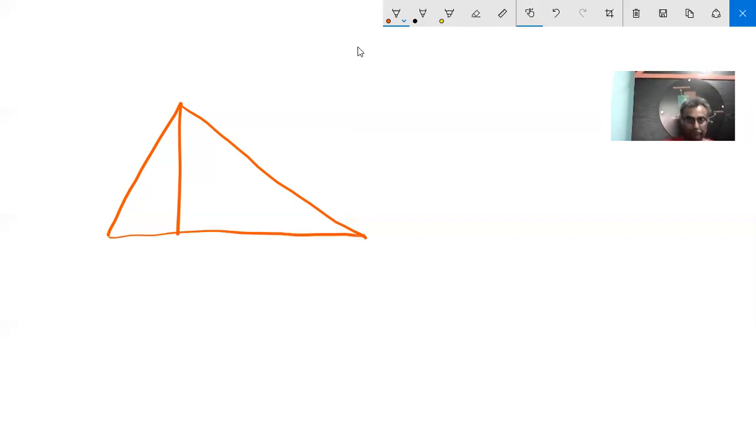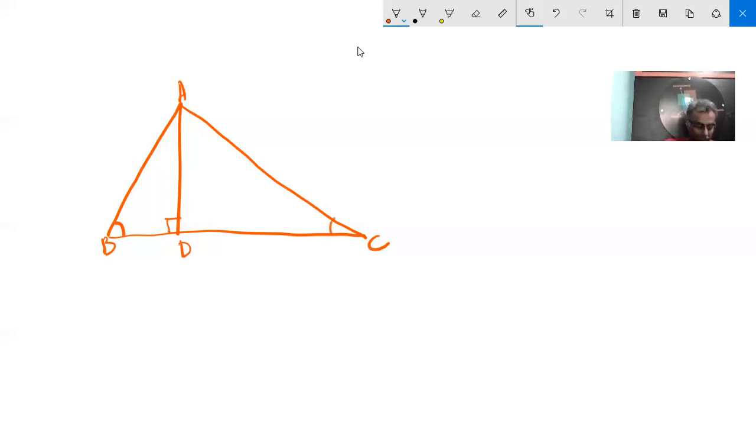You got the figure. This is a right angle. Then A, B, C is the big triangle. And D. Now he's asking three values for angle B, then three values for angle C.